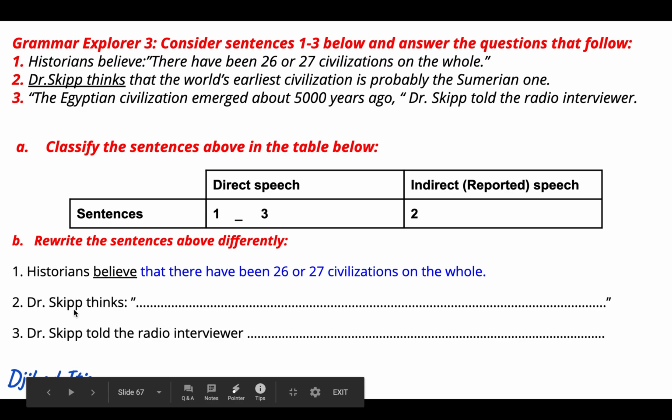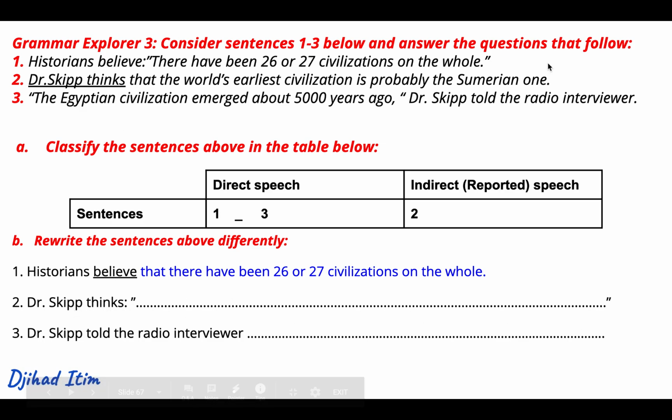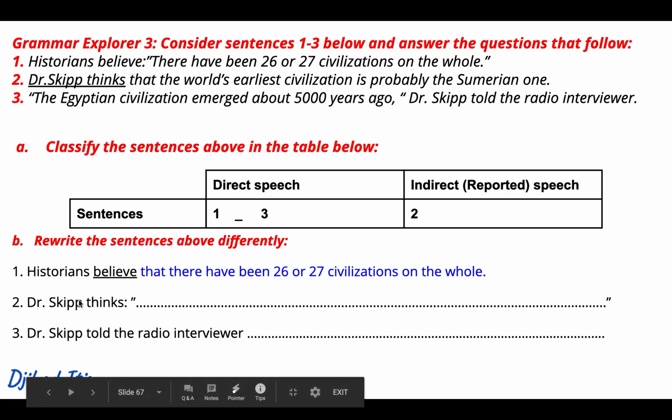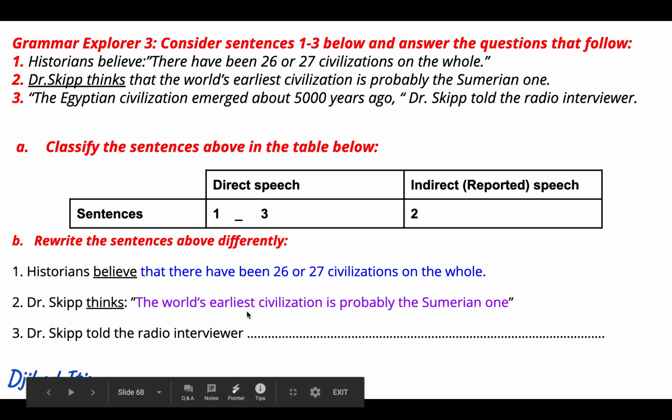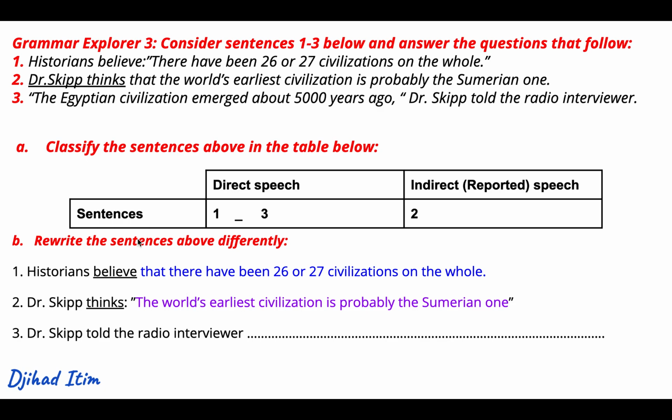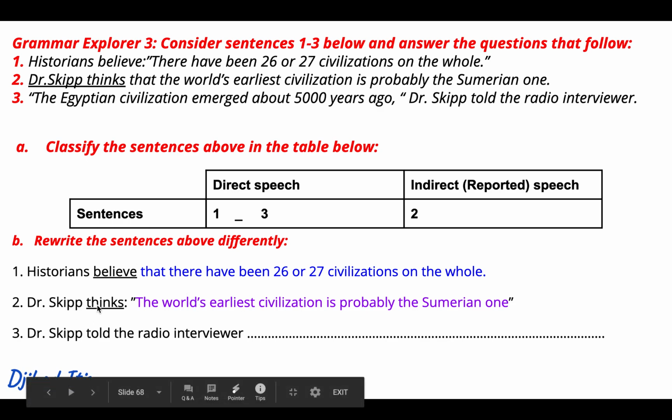Second sentence. Dr. Skip thinks, between inverted commas, here there are no inverted commas, okay? It is indirect speech, and here we will write it differently. So we say Dr. Skip thinks the world's earliest civilization is probably the Sumerian one, okay? Dr. Skip thinks the world's earliest civilization is probably the Sumerian one.